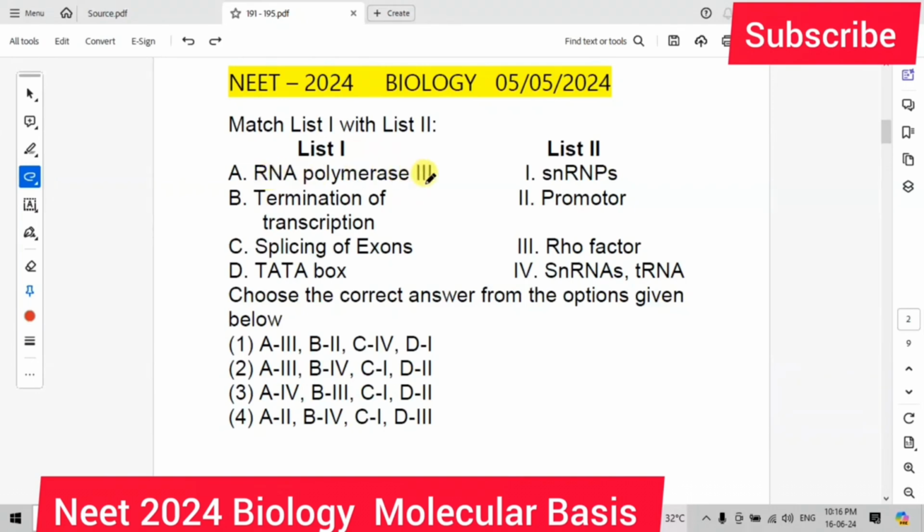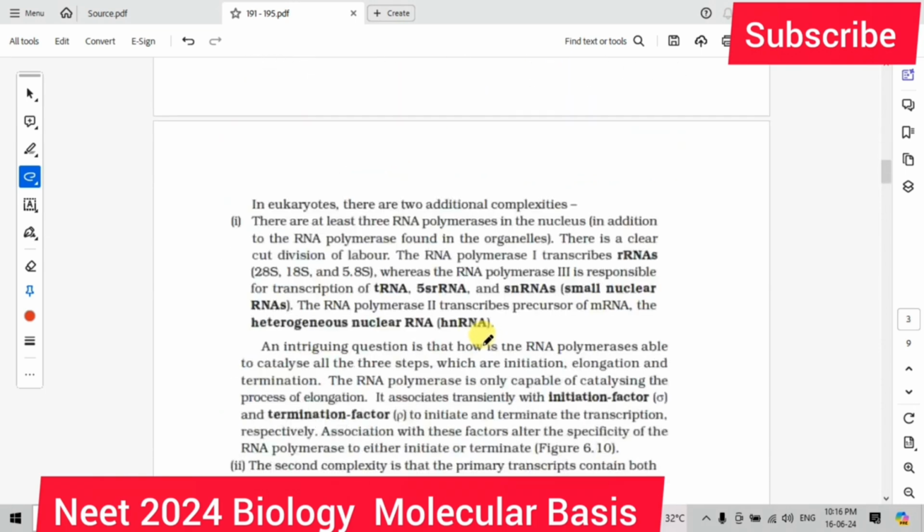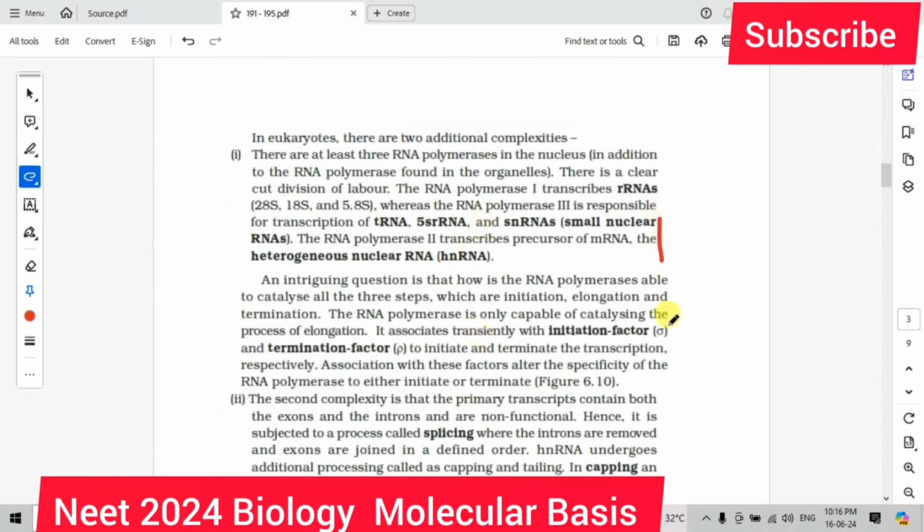RNA polymerase III is option 4, sRNA and tRNA. It is 4. Next, termination of transcription. It is 3, rho factor. Next, splicing of exons. It is 1, snRNPs. Next, TATA box. It is 2, promoter. So the sequence is 4312. The answer is option 3. So it is from the chapter known as Molecular Basis of Inheritance, and you can see the NCERT here. Thank you.